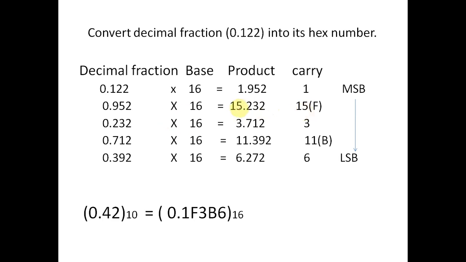Now 0.232 multiplied by 16, the answer is 3.712. Here the 3 is the carry part and the fraction part is 0.712. This 0.712 is used for the next step. Multiply by 16. The answer is 11.392. But 11 is nothing but B. And this fraction part 0.392 multiplied by 16, the answer is 6.272. Carry is 6. So the given number is 0.1F3B6.